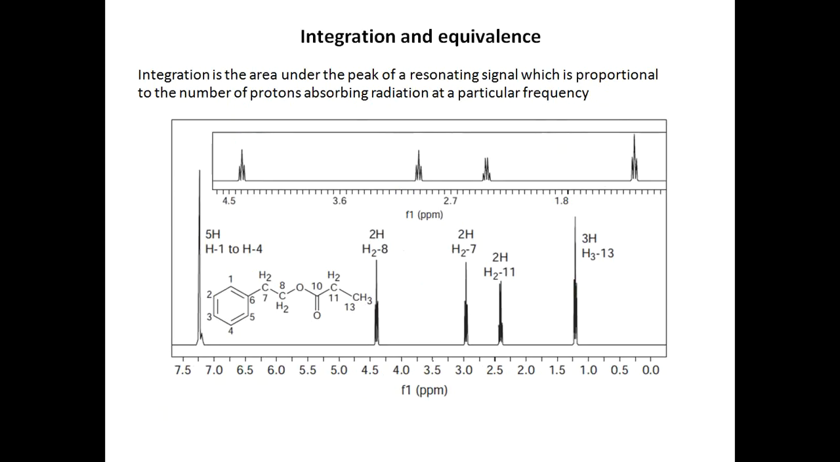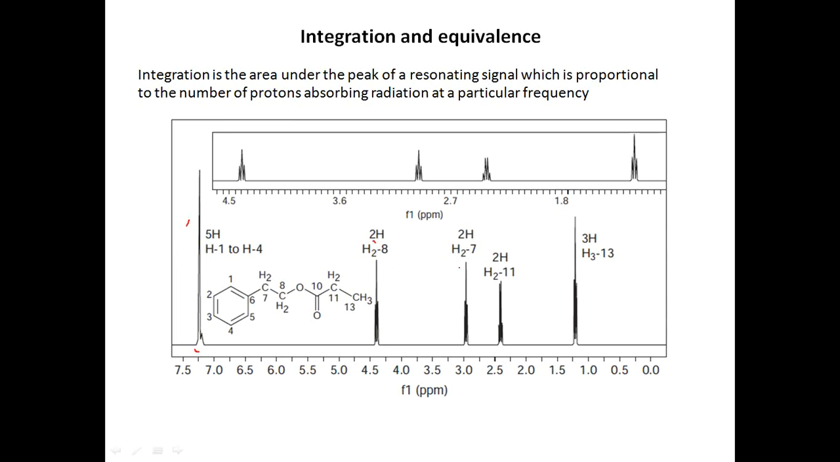How can we say whether the signal is for 3 hydrogens or 6 hydrogens? That is based upon the integration of the NMR signal. The integration of the area under the peak for a particular resonating signal is proportional to the number of protons present in that particular functional group.